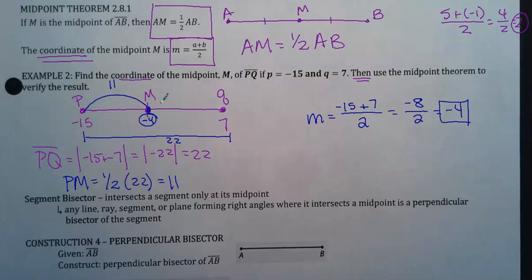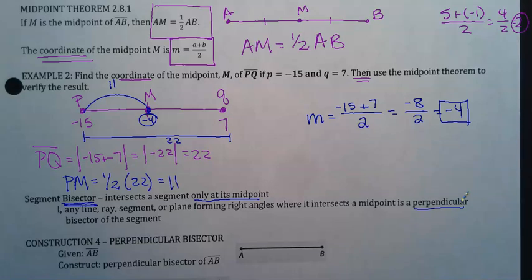Then we have a definition down here. A segment bisector intersects a segment only at its midpoint. So bisectors always cut it into 2 equal parts. Bi means 2, like a bicycle has 2 wheels. When we have a bisector, we're cutting it into 2 equal sections. So any line, ray, segment, or plane forming right angles where it intersects a midpoint is a perpendicular bisector of the segment. So we can also have perpendicular bisectors.